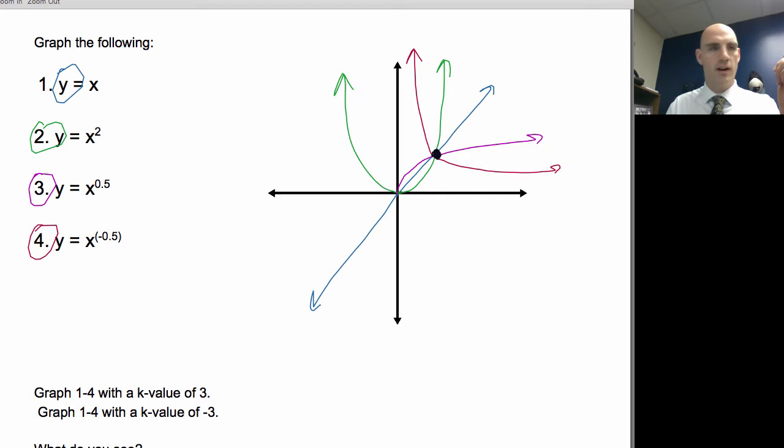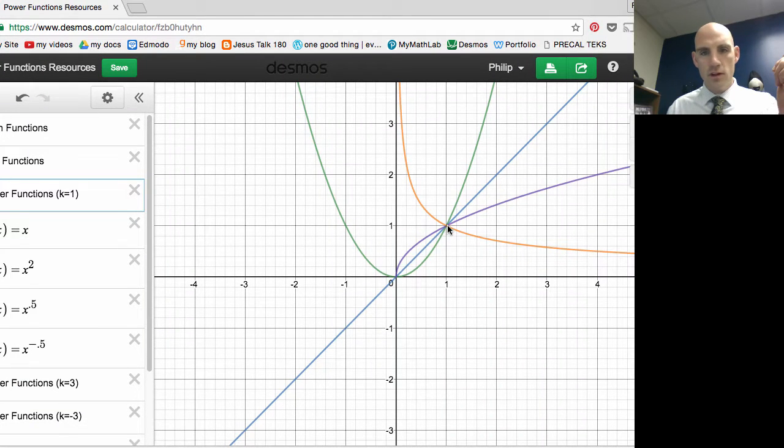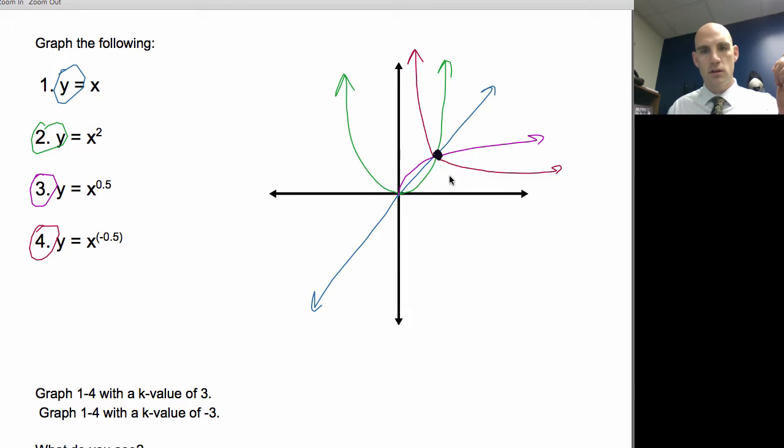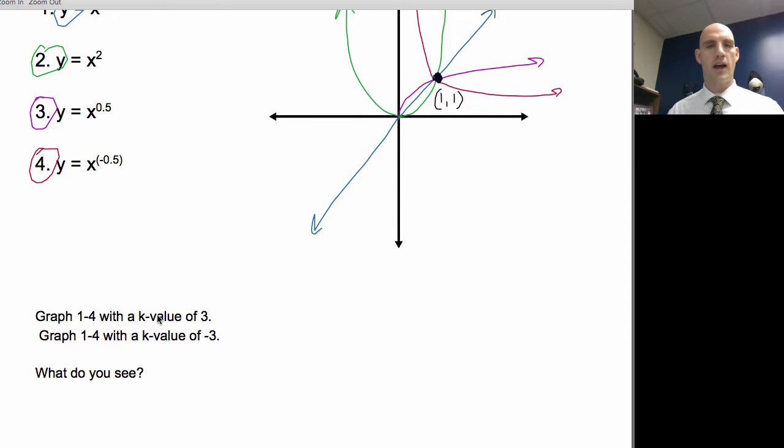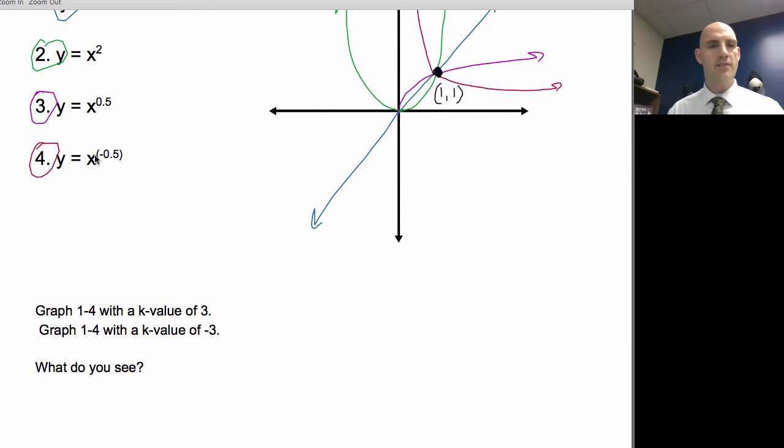I've got this point right here. Well, if I look at these graphs, what is this point here? That's 1, 1. Do you think that's a coincidence? I think not. Okay, and so let's do another little exploration with a k value of 3.